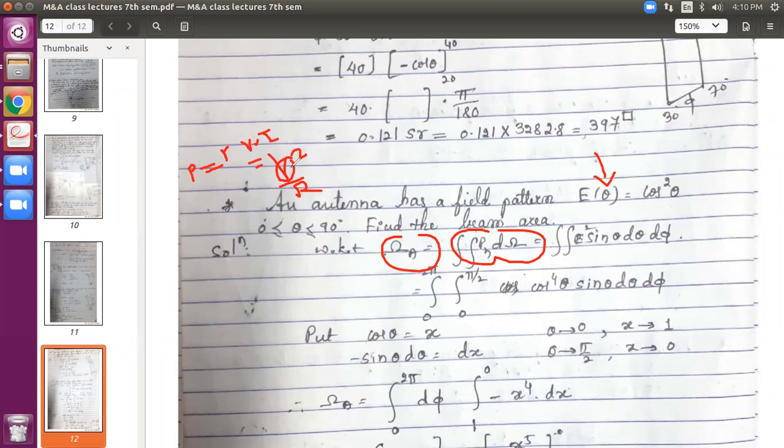And V is related to the field like this, E by L. So E square by L into R. So P is directly proportional to E square. That's why, when the field is given to you but the formula has power, we can take E square, because they are proportional like this. P is directly proportional to E square.